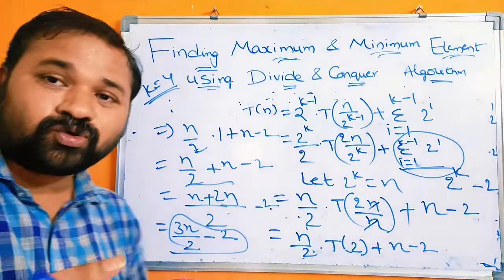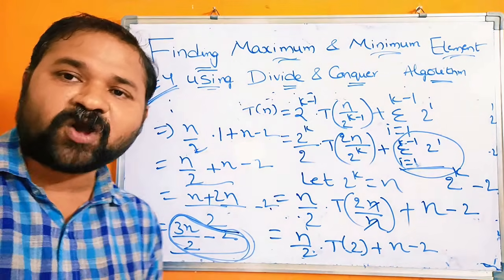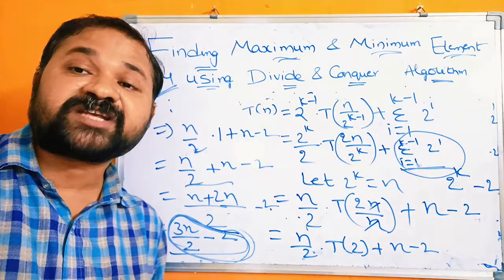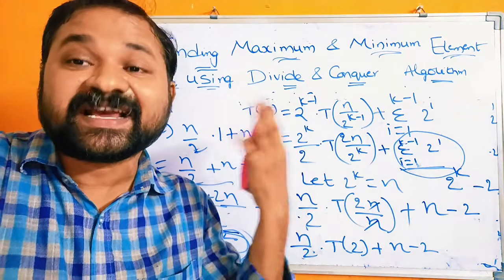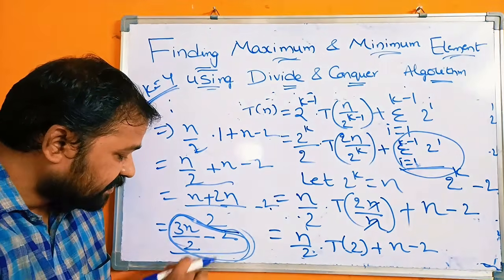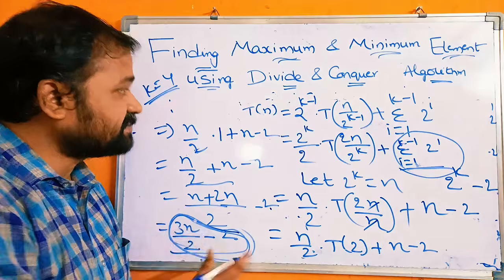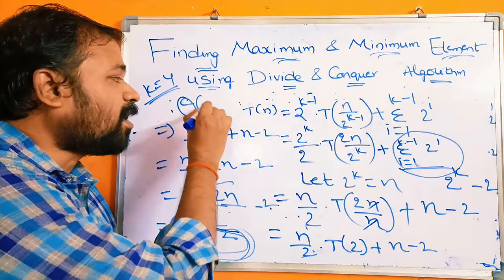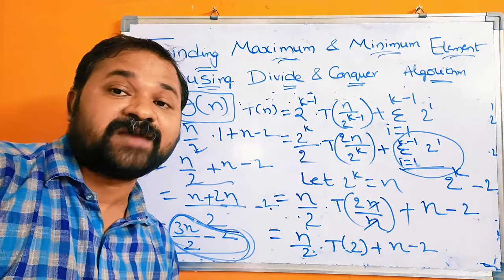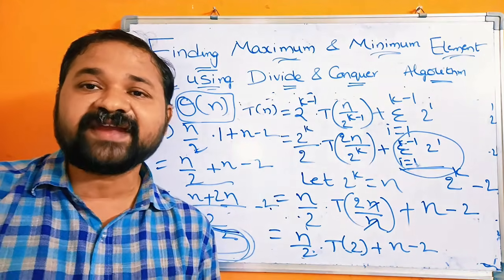So here we know how to calculate the time complexity. In order to calculate the time complexity, we have to ignore the constant multipliers, and we need to consider the higher exponent. Here we have only one exponent, that is n power 1. So we need to consider this one only, 3n by 2. What is the multiplier here? 3 by 2, so we ignore 3 by 2. So what is the time complexity here? n. So theta of n is the best, worst and average case time complexity in order to find the maximum and minimum element using the divide and conquer algorithm.